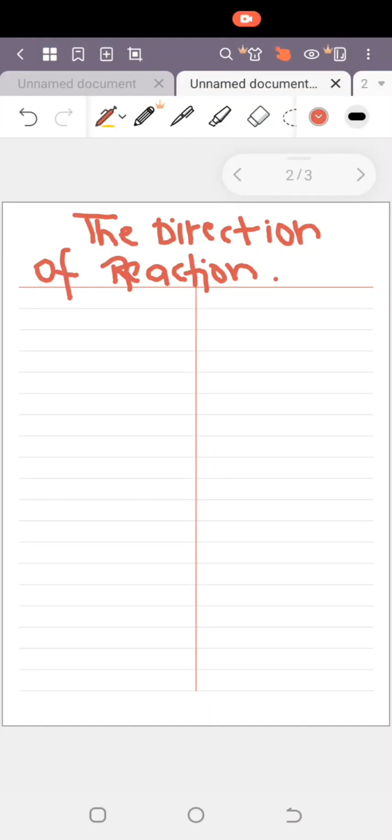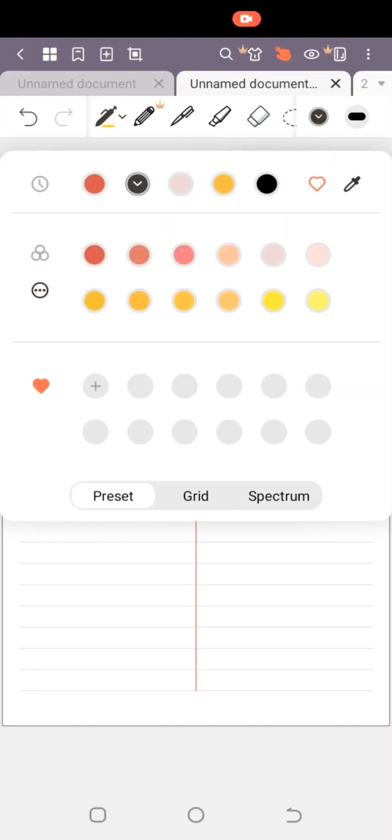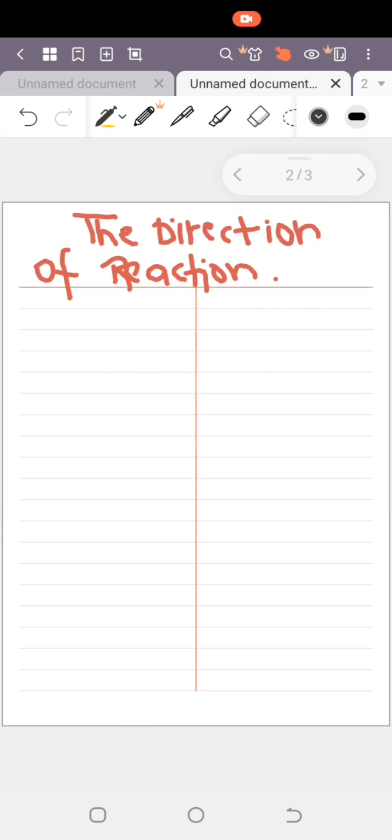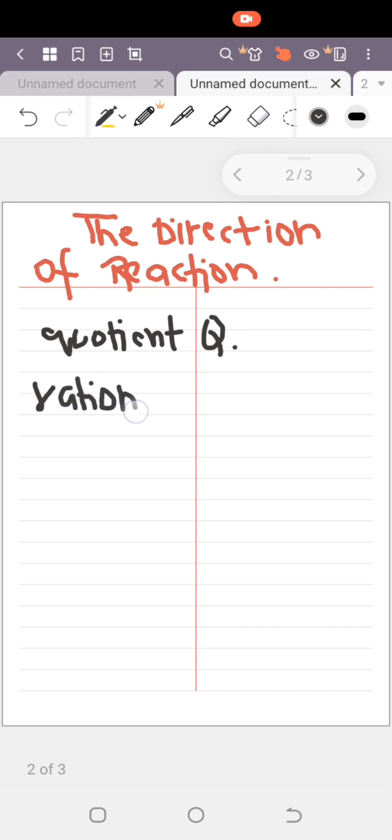Okay, so hello everyone. Today in this video we're going to discuss the direction of reaction. First of all, you have to remember the direction of reaction is defined by the quotient Q. Now, what is the quotient Q? It is the ratio of the concentration of product to the reactant.